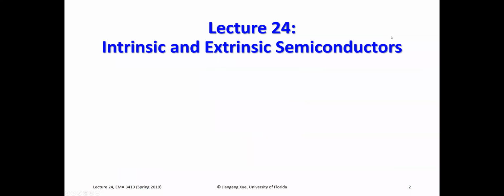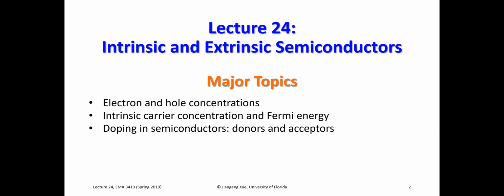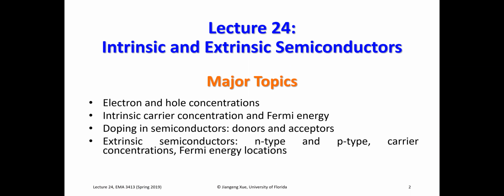In lecture 24, we talked about both intrinsic and extrinsic semiconductors. This is a rather long lecture. We talked about electron and hole concentrations in semiconductors in general, the quantitative relationships, and then we talked about the intrinsic carrier concentration and Fermi energy. And then we moved on to talk about extrinsic semiconductors. We talked about what are the donors and acceptors, and then the N-type, P-type, the carrier concentrations, Fermi energy locations in these extrinsic semiconductors. Finally, we talk about compensation doping.